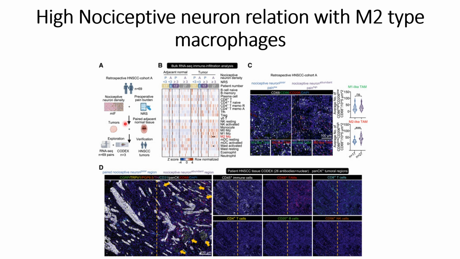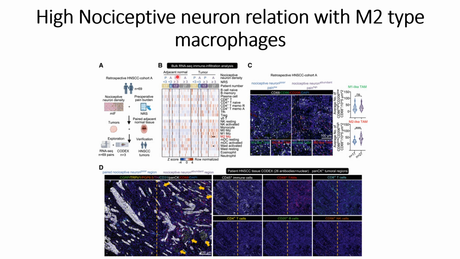Thereafter, they checked whether these nociceptives are also related to high M2 type macrophages, which is a cause for tumor suppression. And they checked this using bulk RNA-seq. And thereafter, they also did the spatial analysis using the RNA-seq system and CODEX for these head and neck squamous cell carcinoma patients.